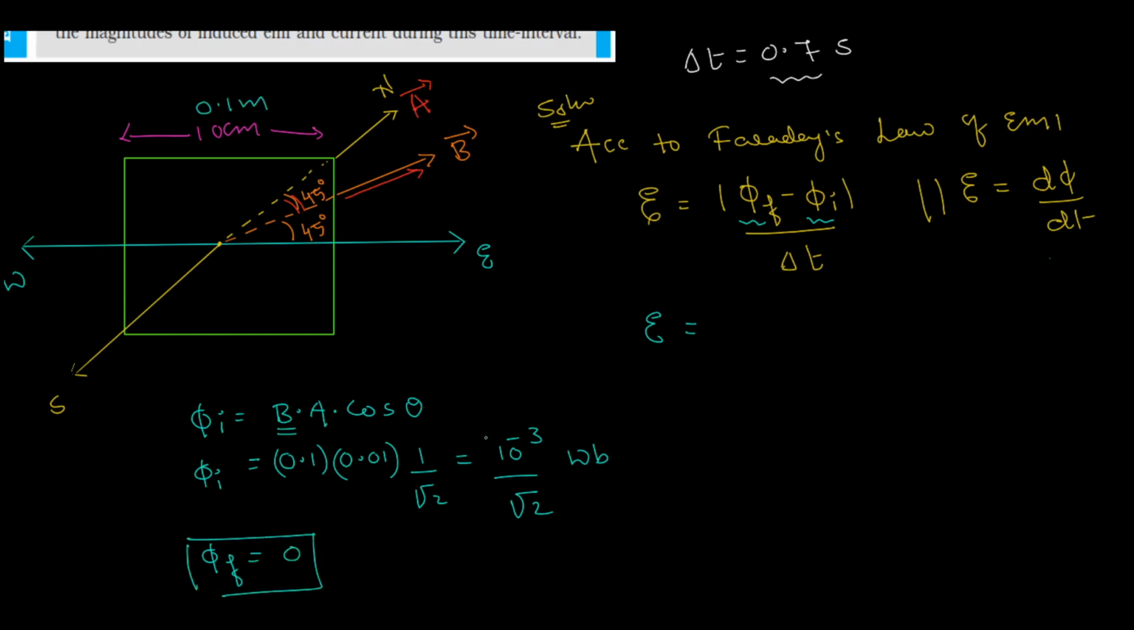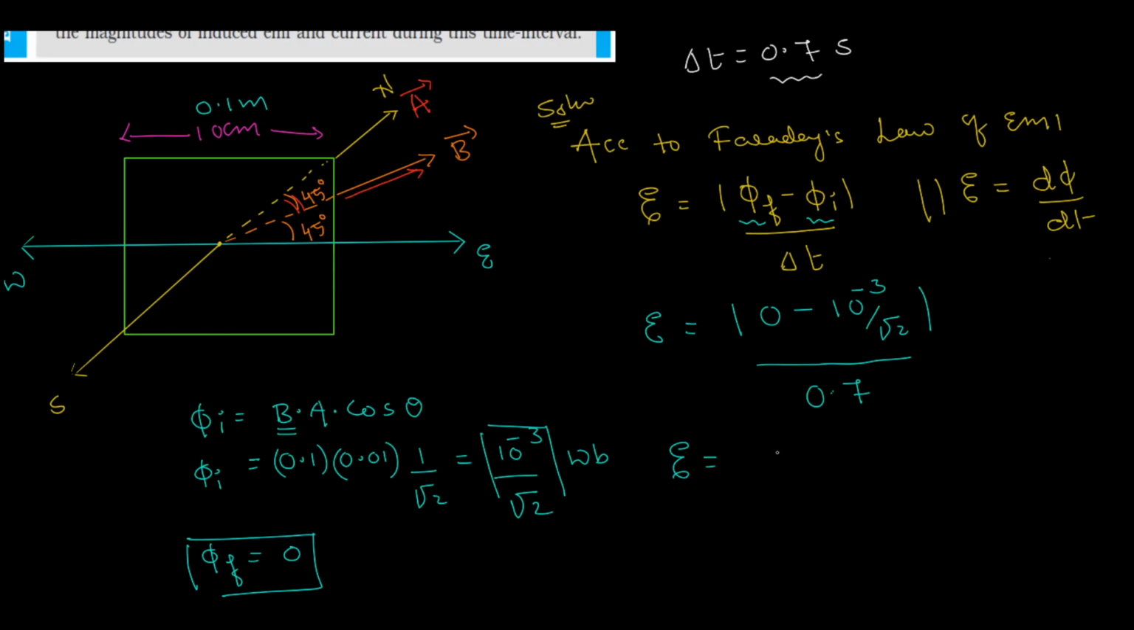So if I substitute these values in the expression here, the magnitude of 0, the final flux, minus 10 to the minus 3 by root 2, divided by delta t. How long did we take for all this to happen? 0.7 seconds, right? So it will be 0.7 seconds. Okay, all you have to do now is simplify this to get the EMF. Once you get the EMF, you will find the current in no time. So the induced EMF is, don't worry about the negative sign because you're taking the magnitude.